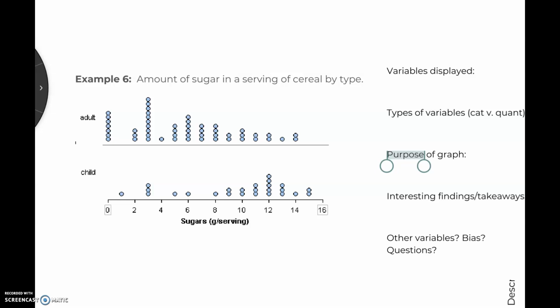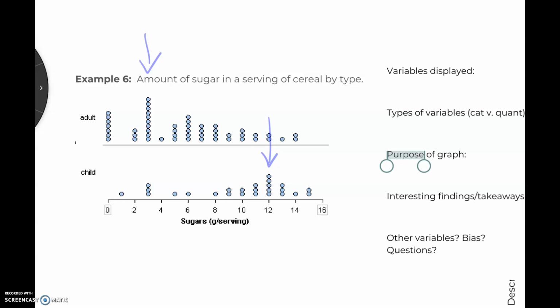In general, a dot plot is a graph for just one categorical variable. So hopefully you'll notice some trends over here. You can see the shape, you can see kind of where the clusters are, you can see where the more unusual values are. So it looks like for the adults, we have a peak right here, around 3 grams of sugar, where the children's cereal has kind of a peak over here at 12. So there definitely seems to be a difference.